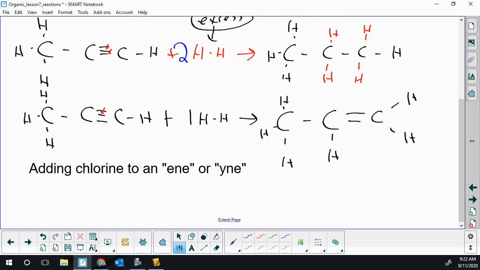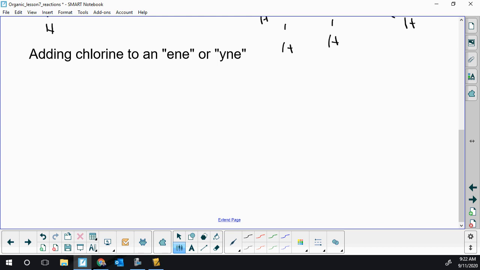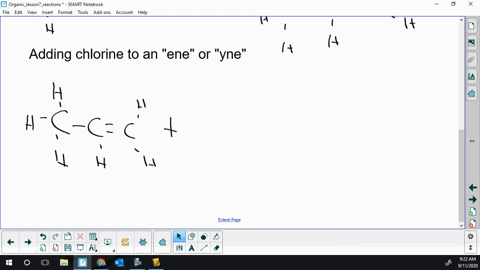Okay. We get a very similar process, almost identical, if we add our diatomic halogen. So I'm going to do chlorine, but iodine, bromine, and fluorine would also react exactly the same as these bottom examples. I'll just do one of these. I could have written Cl2, but I just want to really emphasize the two pieces.